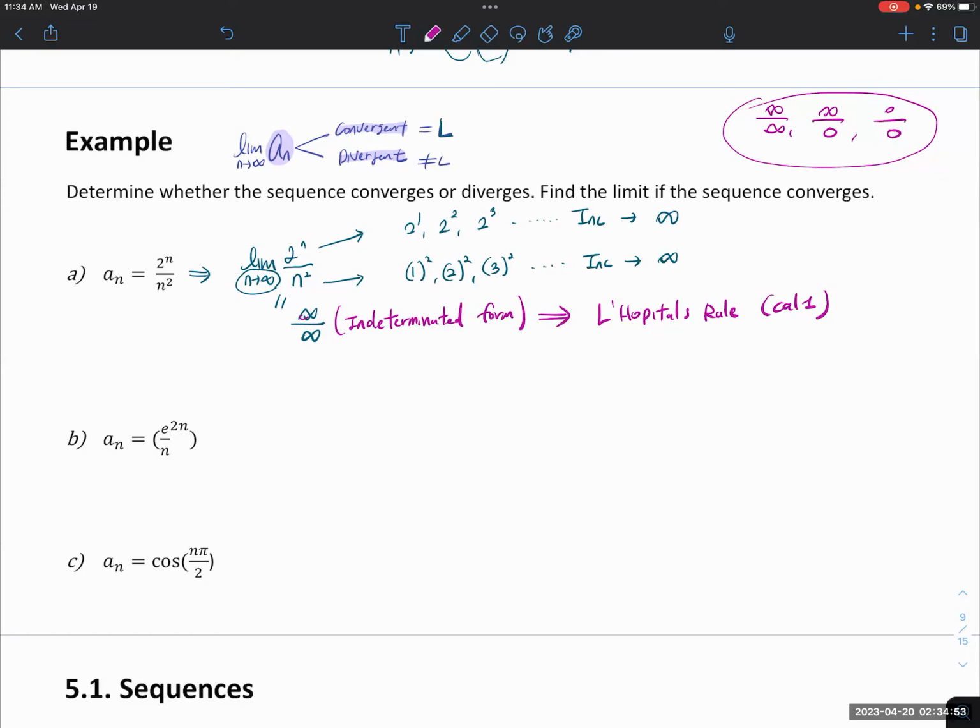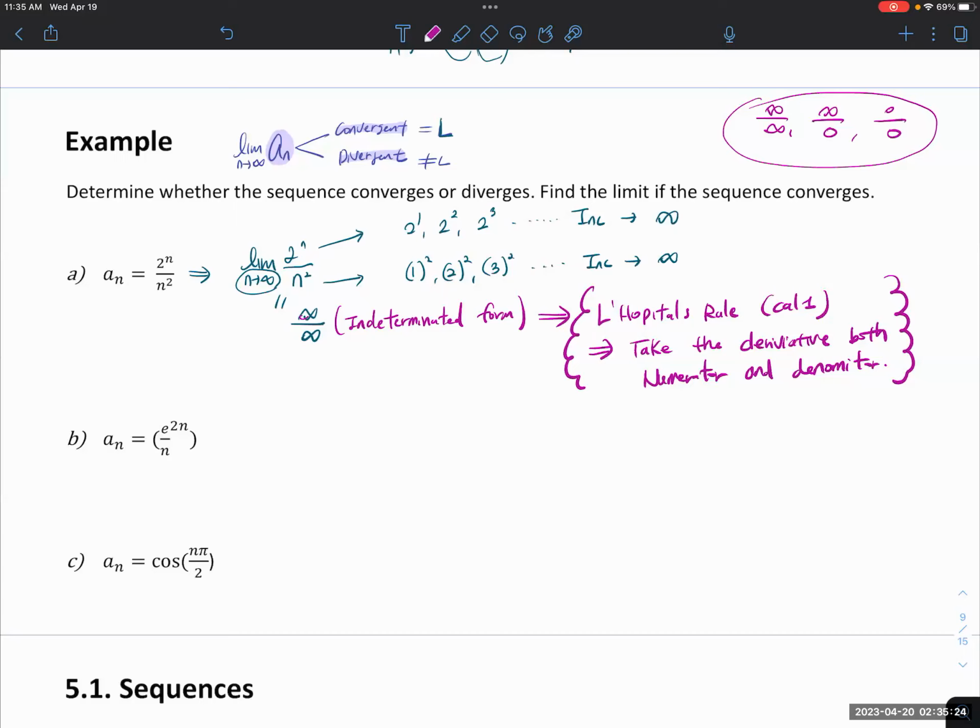If you have that kind of case, we have to use L'Hopital's rule, which means you are going to take the derivative of both numerator and denominator. So then you are going to simplify. Do you remember that? Very important. So I'm going to take the derivative for each top and bottom.